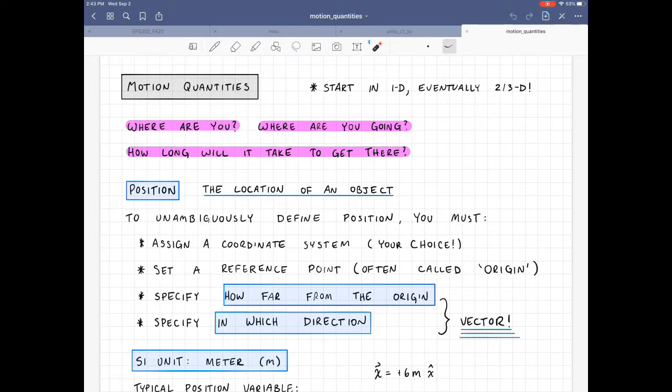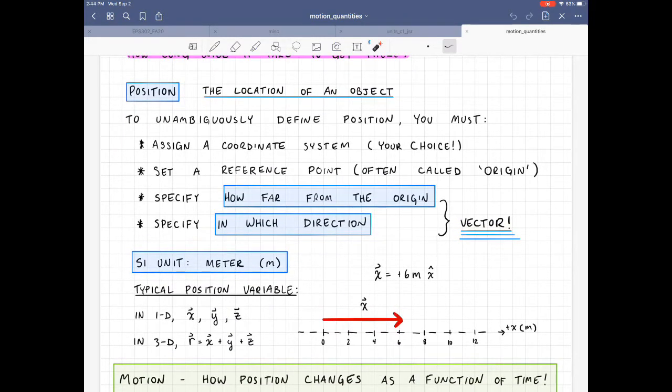So when we talk about motion, what are we referring to? Well, some basic questions that you can ask about an object: Where's the object located? Where is the object going? And how long is it going to take to get there? And so to answer those questions, we need to set up a very formal system with definitions for things like the position of an object. So the position of an object is where an object is located.